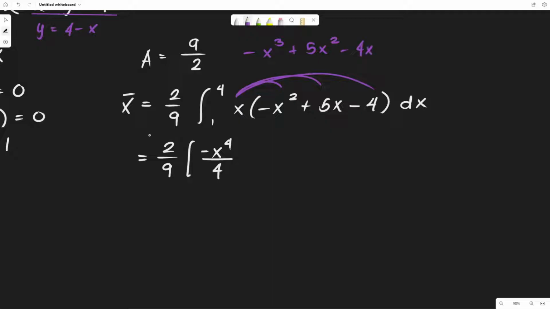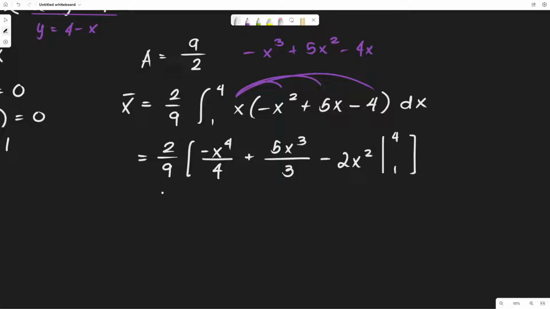Ayan. Kaya ito yung mga lumalabas na integrals natin. So, we have plus 5x cubed over 3 then minus 2x squared. Bakit siya naging 2x? Negative 2x squared. So, initially, that is 4x squared over 2. 4 divided by 2 is 2. No? So, kaya siya ganyan. Evaluated from 1 to 4.